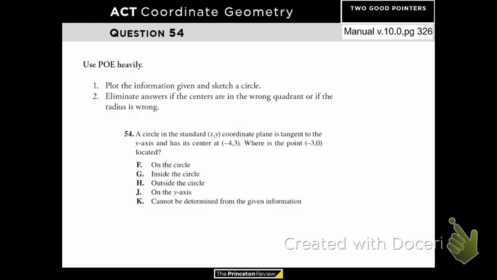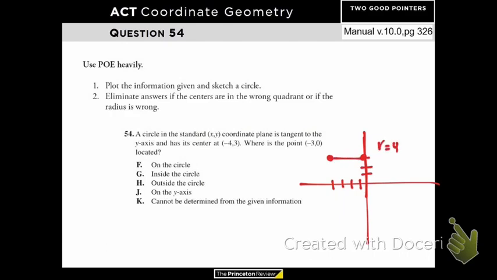So number 54 here, a circle in the standard xy coordinate plane is tangent to the y-axis and has its center at negative 4, 3. Where is the point negative 3, 0 located? So let's do our best here to draw hopefully an accurate picture of what's going on. Okay, the center is at negative 4, 3. So I'm going to draw that. And then it says it's tangent to the y-axis. Y-axis is here, so it means it's touching at that point. So that gives me the radius right here has to be 4.